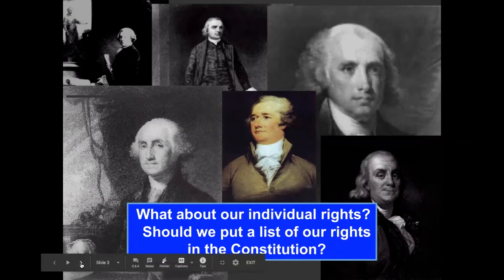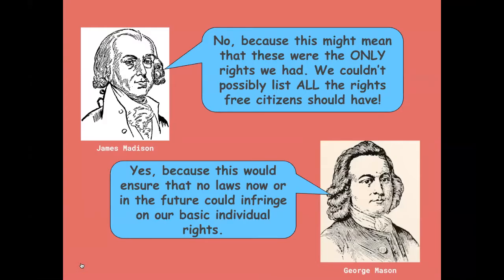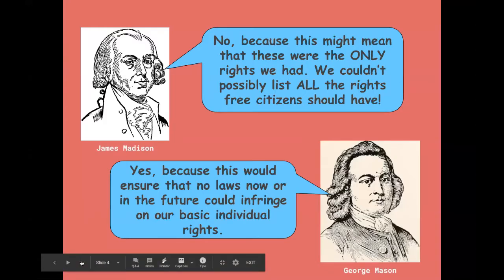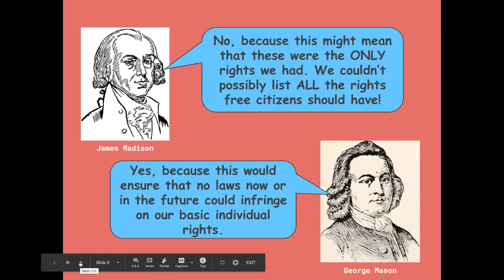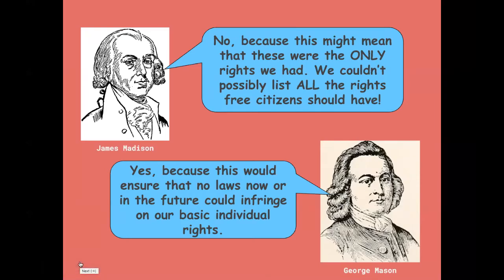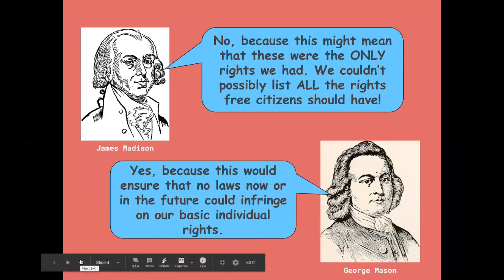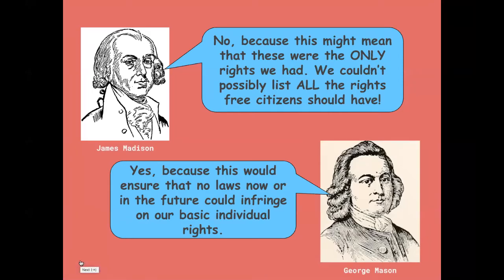To answer this question, the delegates disagreed. You have James Madison here and George Mason, both delegates from Virginia. James Madison thought, no, we don't need a separate list or a Bill of Rights. One of the main reasons he gave was that it would limit our rights. We would list what they are, and then what if there are other rights that we haven't thought of that we need to articulate? We don't want to limit it just to what's on the list. The Constitution is sufficient to address the needs of people for having their rights articulated.